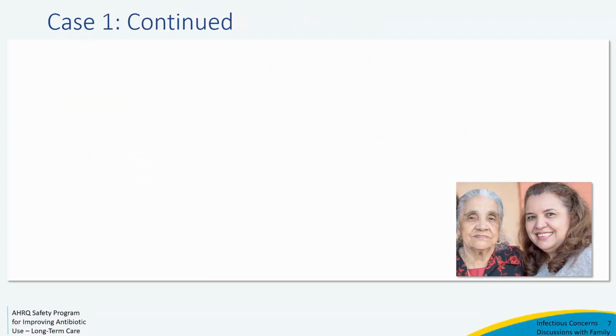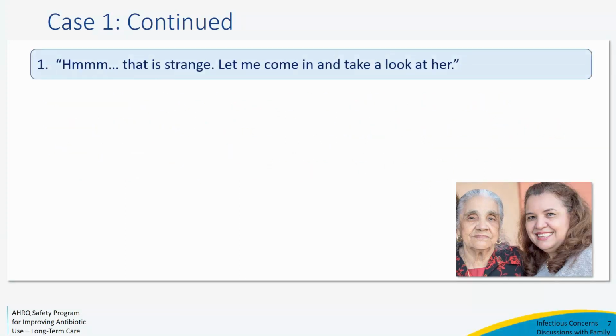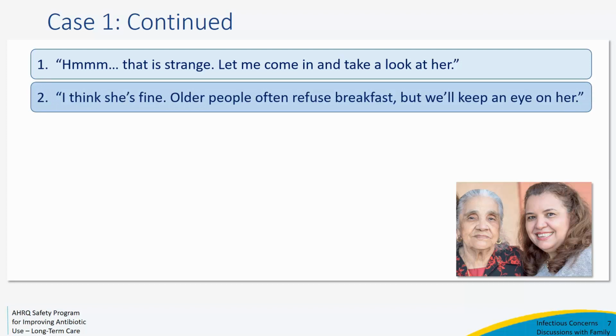Consider the following options. 1. That is strange. Let me come in and take a look at her. This is a good option. You should always evaluate a resident that a family member expresses concern about. This makes the family feel that you are adequately addressing their concerns. 2. I think she's fine. Older people often refuse breakfast, but we'll keep an eye on her. This is not a great answer. The daughter will probably feel that her concerns are not being adequately addressed, and she may feel dismissed.